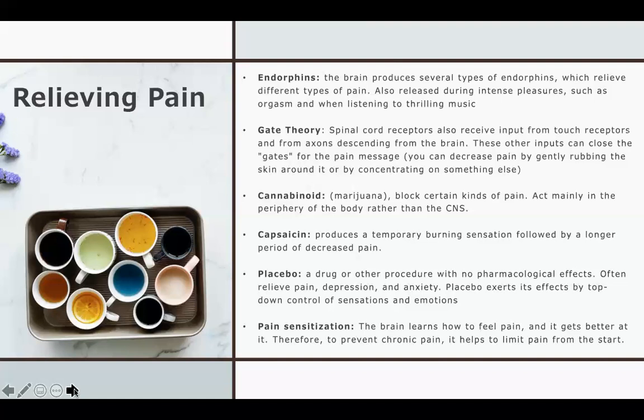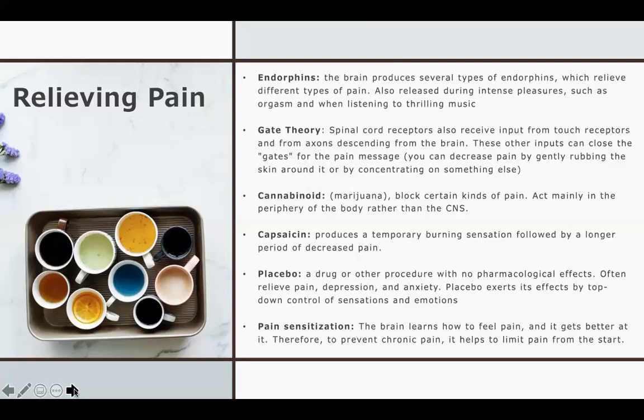The next one is placebo. It's a drug or other procedure with no pharmacological effect. It often relieves pain, depression, and anxiety. And placebo exerts its effect by top-down control of sensation and emotion.